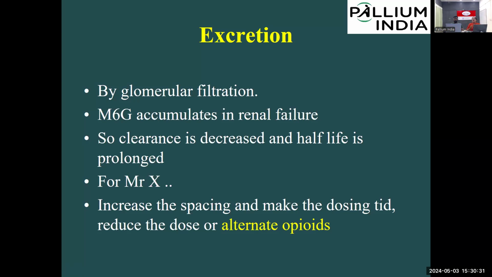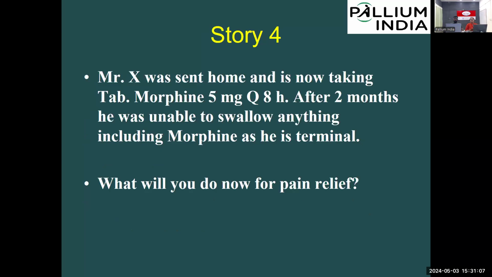So suppose the patient is having a renal failure, there is a high chance of the morphine metabolite responsible for the analgesic effect, that is morphine 6 glucuronide, getting accumulated in the blood. So this can bring in toxicities. So we need only a reduced dose of morphine. Either you can reduce the frequency of the dose or you can reduce the dose itself, or you can increase the spacing between the doses.